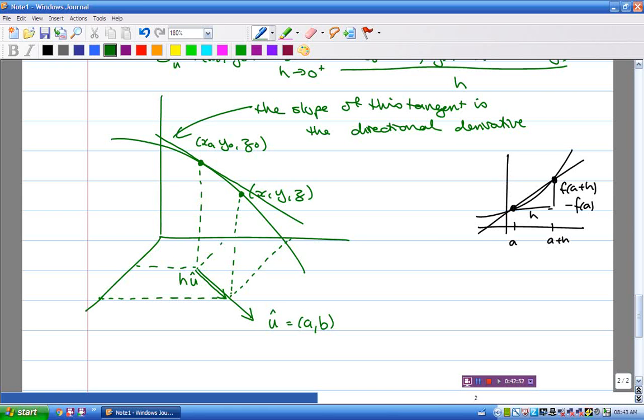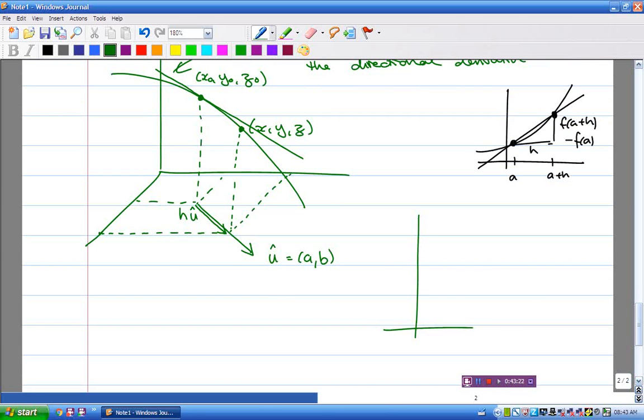Okay, so what we're saying is, here's U. U is fixed. U is a unit vector. It's 1 unit long, and it can't change. But if we take U and multiply it by H, and then we allow H to change, well then that shorter arrow there can change. So we're going to allow H to tend to 0, so that short arrow gets shorter and shorter. The point x, y, z gets closer and closer to our fixed point, and we start to approach our tangent slope. So I'm going to draw what's happening in the xy plane. Here's my x naught and here's my y naught. Here's my U. Here's my HU.